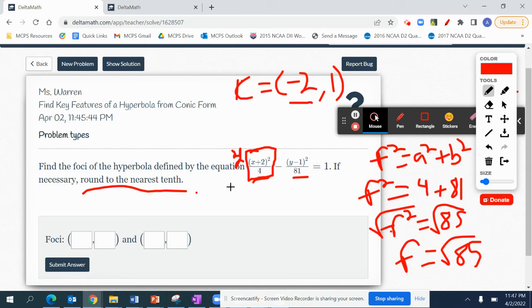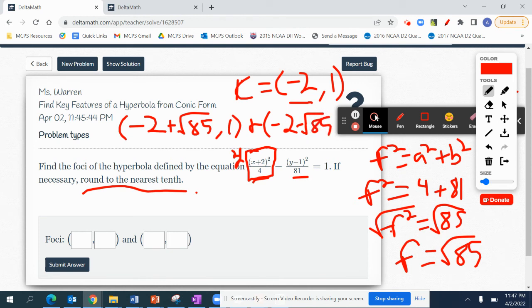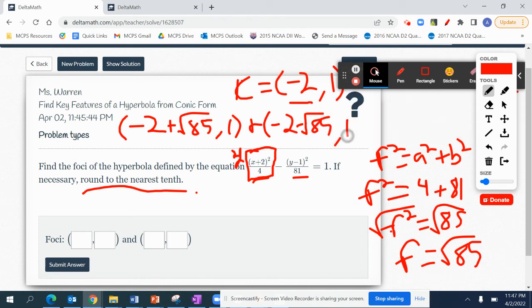So if I were to try to find my exact coordinates, I would do -2 plus root 85 for one of them, because that is moving me root 85 units to the right of the center. And then my other one, I'm just going to subtract. So I'm still starting with the initial x value of the center, because we're talking about a distance from the center, but then we'll move left by subtracting root 85. And the y value stays the same because I haven't gone up or down at all. And so those would be my exact values.